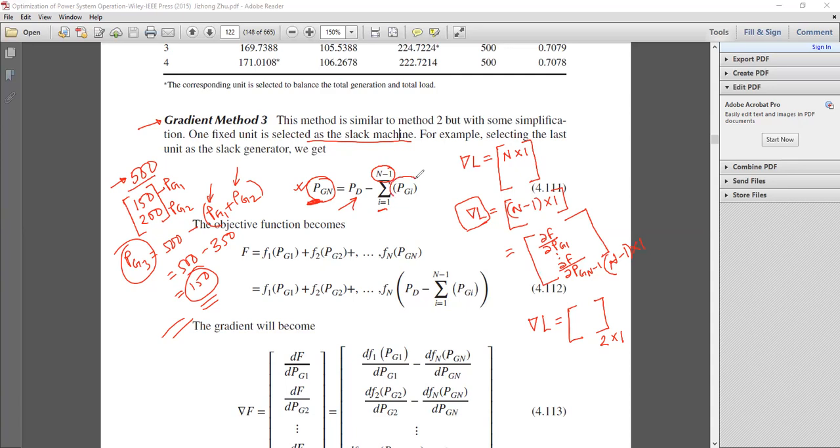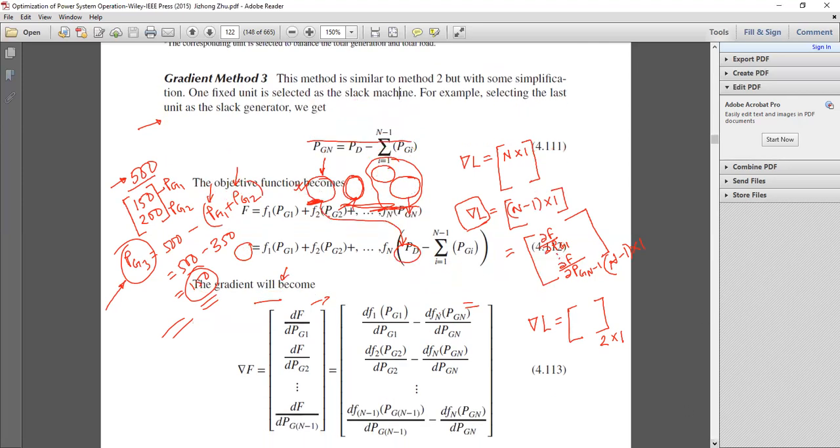So if you know through your gradient calculation how much PG you are getting in each iteration for the n minus 1 number of units, then the nth unit you can easily calculate simply by subtracting this summation from the demand, which is shown over here as an example. So your PGn becomes this, and you can now put this PGn expression in your total fuel cost function: function of PG1 plus function of PG2 plus function of the nth unit, where instead of PGn you write PD minus the summation of i equals 1 up to n minus 1 of PGi. Clear?